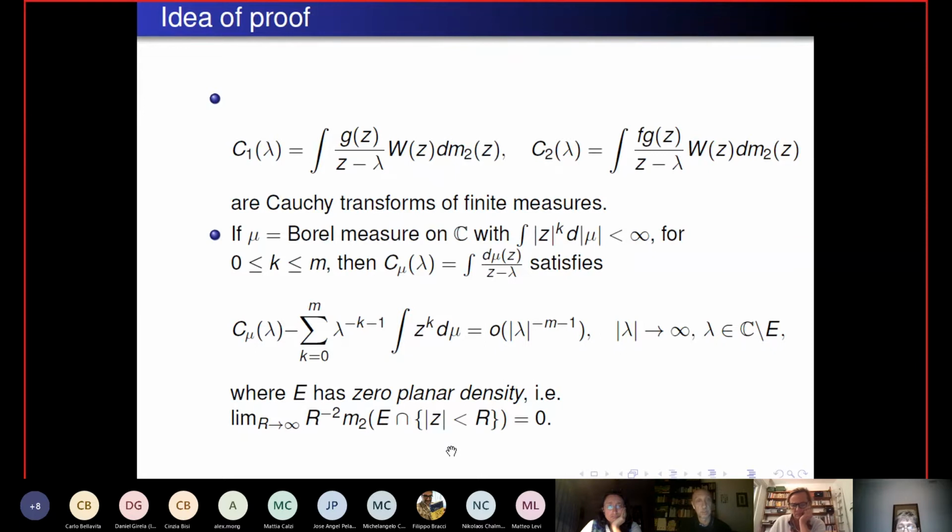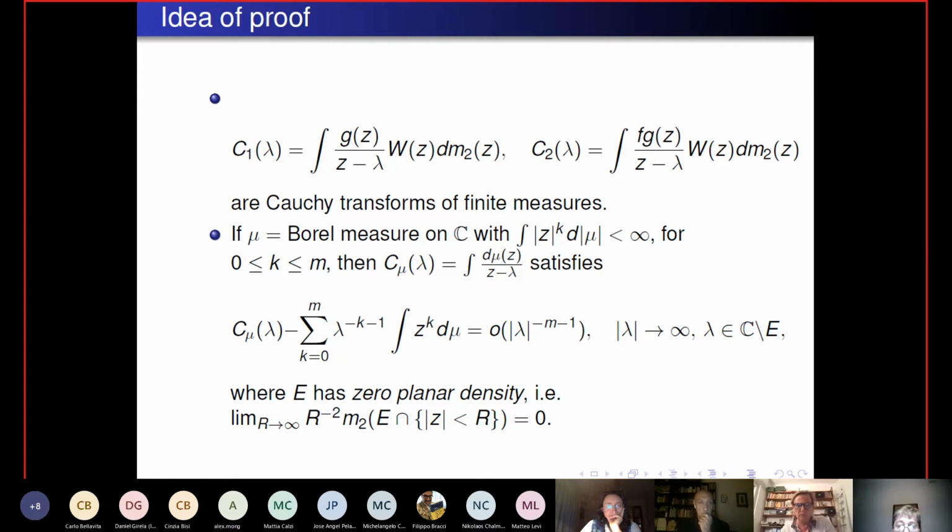Excuse me, Alexandru. Could you repeat the argument, from the measure with finite moments, so the integration against z^k is finite, from there? Well, I was saying that the Cauchy transform, if it has these finite moments, then you can say what it does at infinity. I mean, you have the first development in the first n+1 terms, and with the appropriate rest.